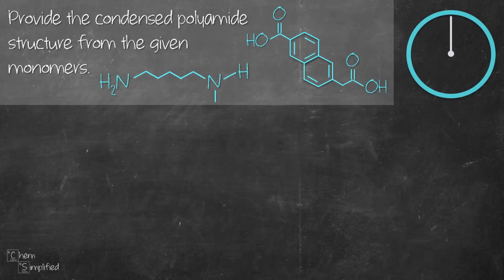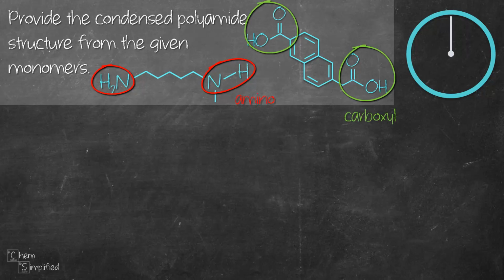Here's the question. We need to provide the condensed structure of a polyamide from these two monomers. One contains an amino group, which is the NH2 group, and one contains the carboxyl group, which is the COOH. We need to condense out water from these two groups.